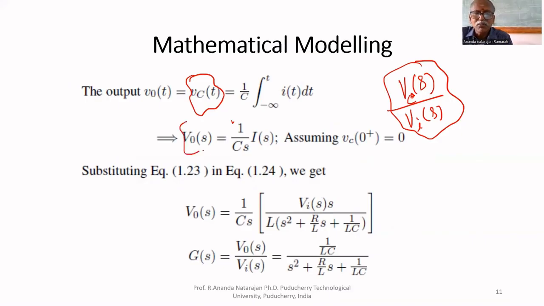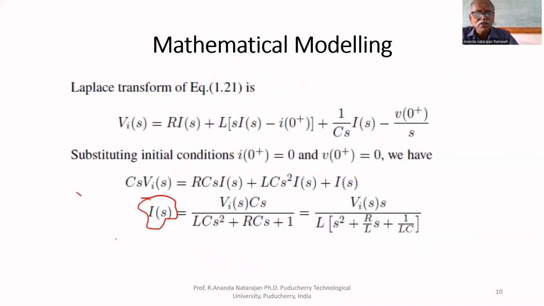If we take the Laplace transform of this part, what will we get? Vc of s. We can put V naught of s also; V naught means output, O for output. So we can say either Vc or V naught. Here we are considering it as output. That's why V naught of s equals 1 by Cs I of s. Substitute in place of I of s: we can substitute Cs Vc of s or V naught of s.